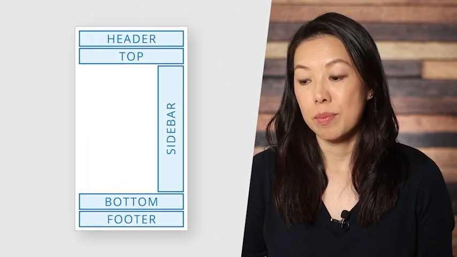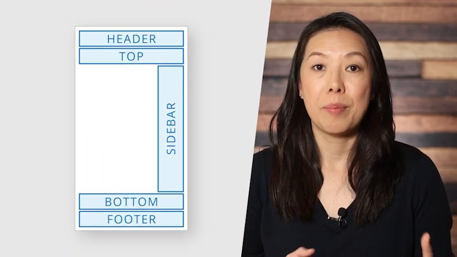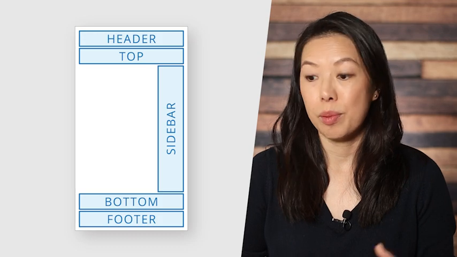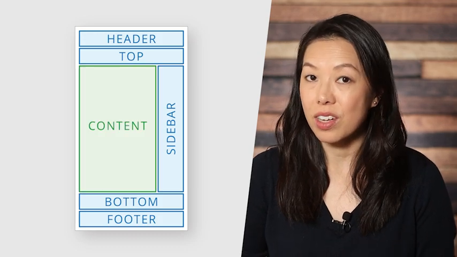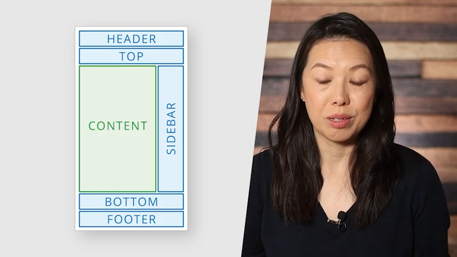So now, how do you know when to use a theme template and when not to? You would typically use a theme template for groups of pages or posts that you want to have the same basic page structure, meaning that they would have the same header, top section, sidebar, bottom section, and footer. But of course, the content for each page would be different.